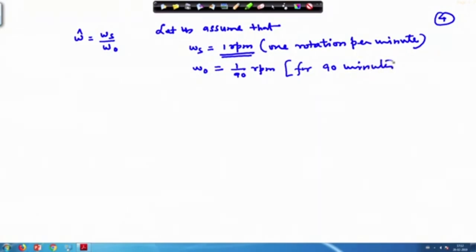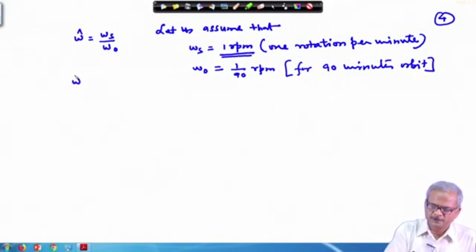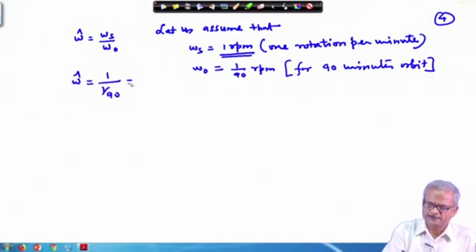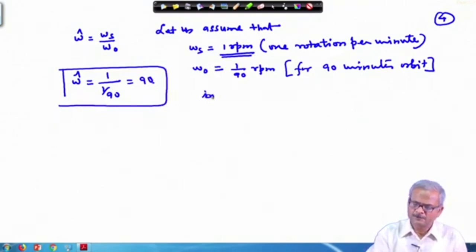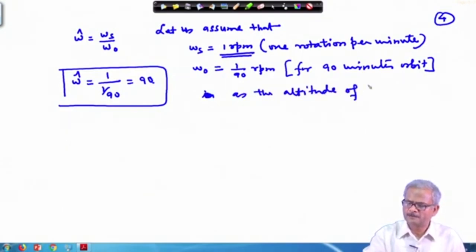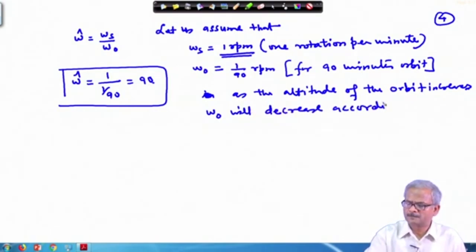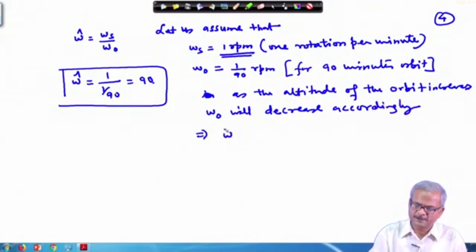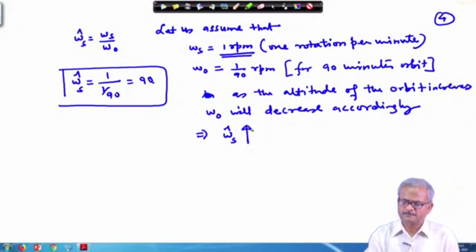For a 90 minutes orbit, okay, omega 0 will be 1 by 90 rpm. So, omega cap in that case becomes 90. Okay. So, in general, as the altitude of the orbit increases, omega 0 will decrease accordingly. And this implies that this omega s cap we have written will grow in magnitude.